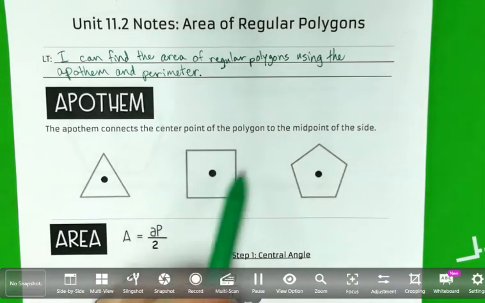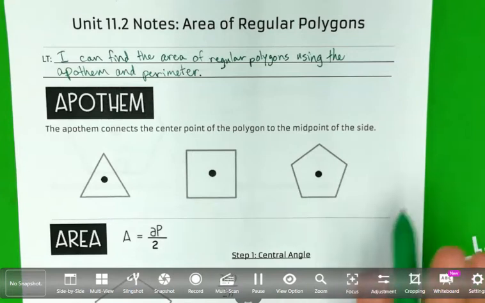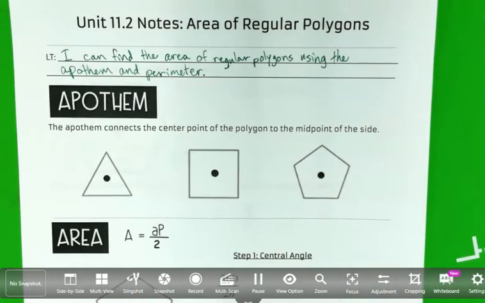So we have three regular polygons right here, and regular polygons are simply polygons that have the same sides, so all congruent sides, and all of the angles are congruent as well. So those shapes must be convex, and we kind of talked about regular polygons last class, and we're going to be working with them a lot today.